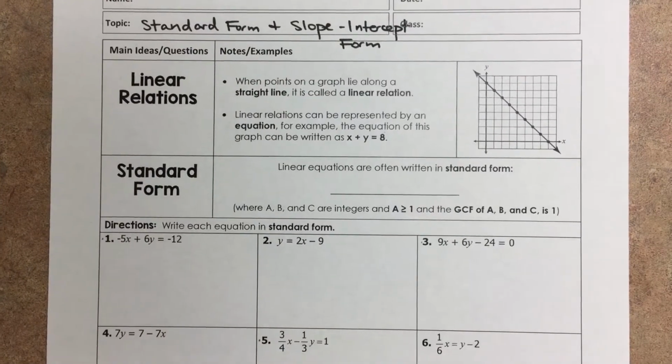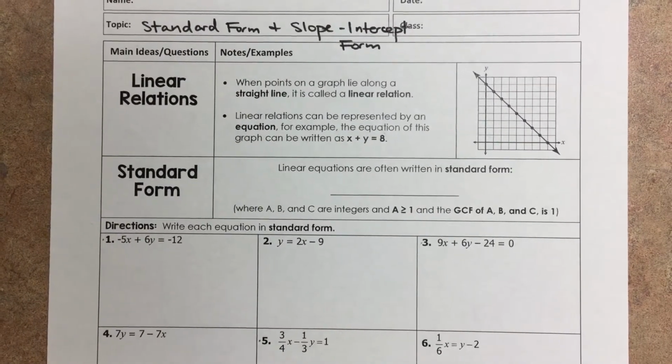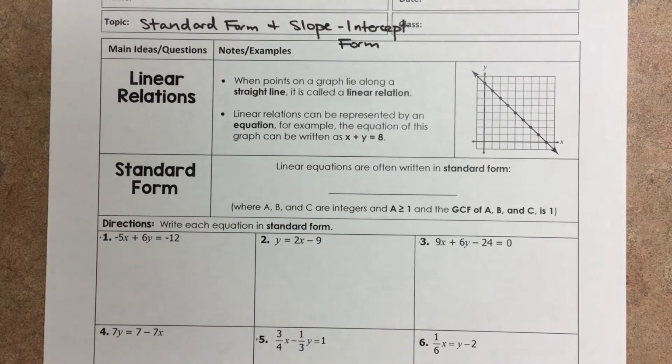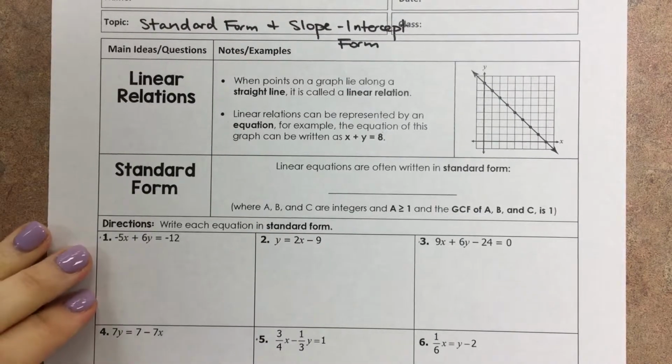All right, so this is Unit 2, Lesson 2, Day 1. The topic, I already wrote it in here, is standard form and slope-intercept form. So we're going to talk about both of those forms today. So first, a little introduction as to what it means to be linear.